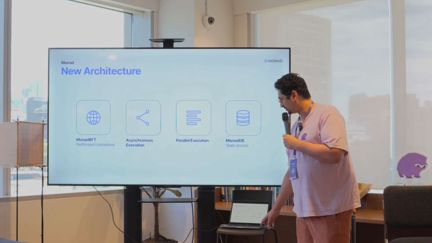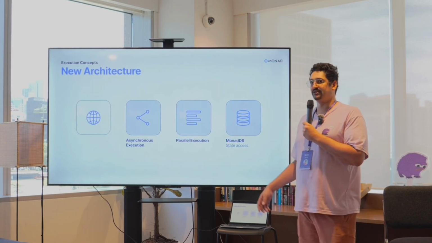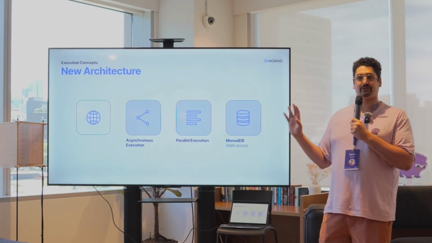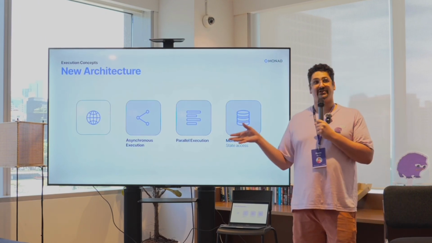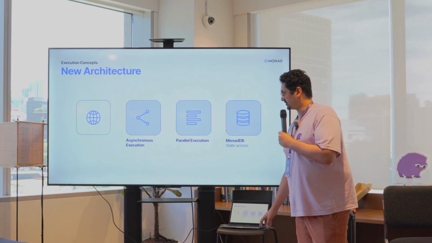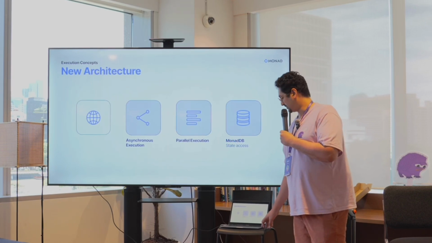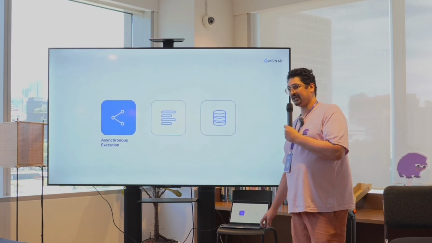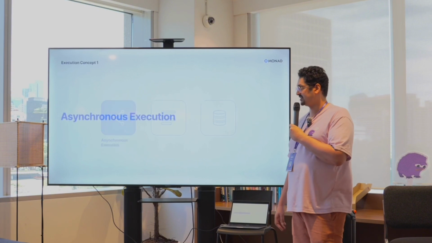Today we're going to go through the latter three of these. Consensus takes a little more time. I don't think we have time for it today. If you have any questions about this, feel free to come ask me after. I'm happy to answer some questions on it or send you some docs to read more. So the first one we're going to look at today is asynchronous execution.